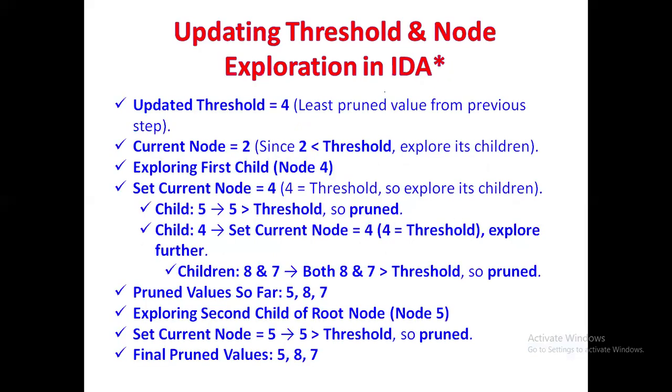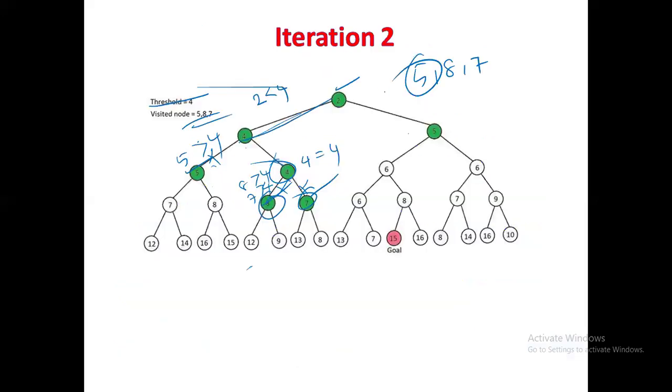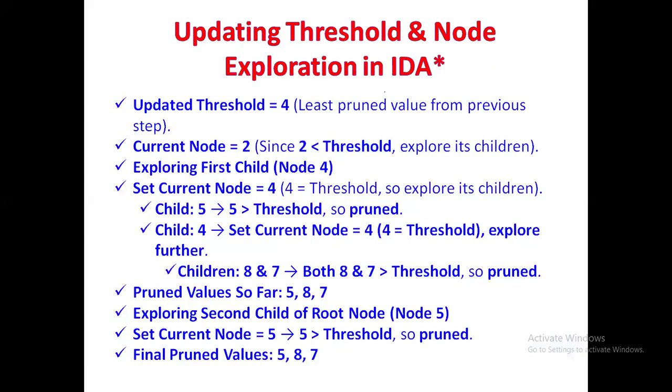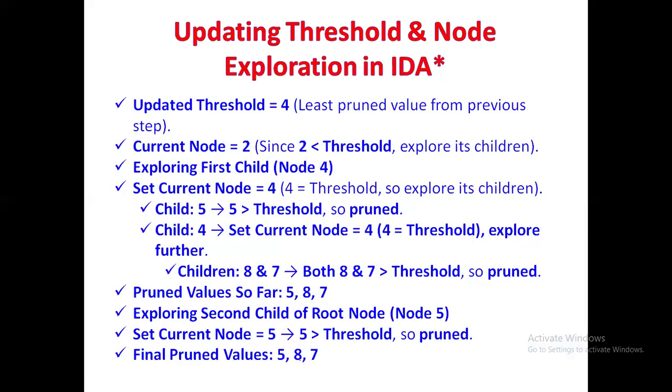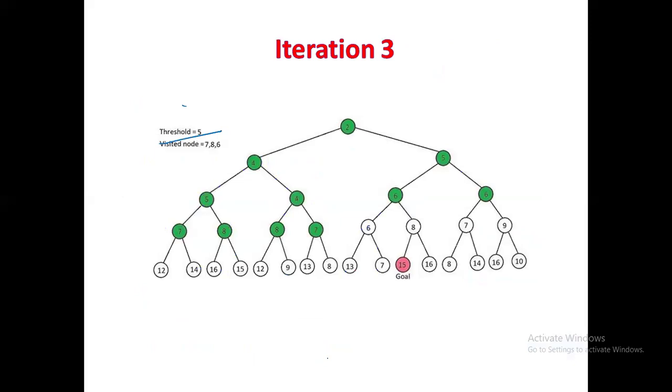So whatever I have explained, I have given in this example. For the next iteration, we set the threshold as 5, because among the nodes we have taken, 5, 8 and 7 are pruned nodes, and 5 is the least. So the updated threshold is set to 5, which is the least pruned value from the previous step.